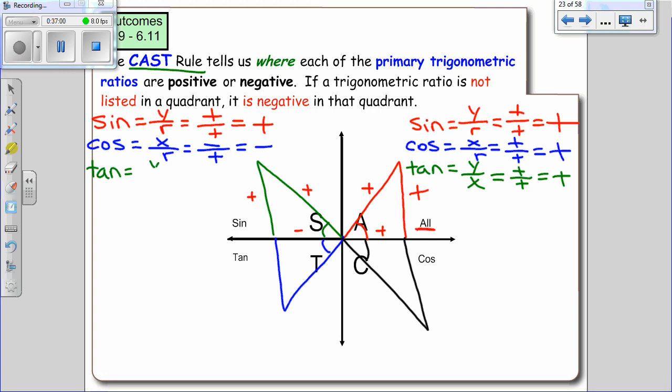In quadrant 2, only one ratio is positive. Which ratio is it? The sine ratio is positive in quadrant 2.